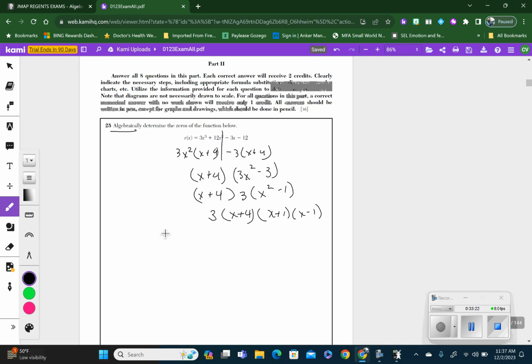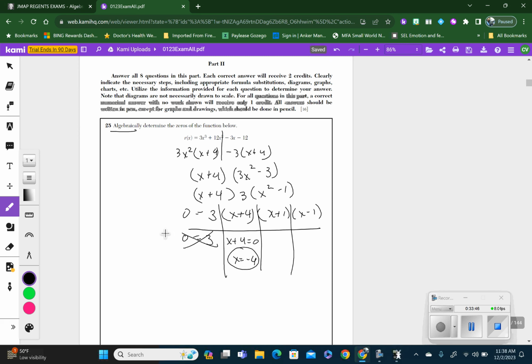Okay, so now I'm looking for the zeros. I set each of these equal to 0. For the first, second, third, and fourth, right? The first one makes no sense: 0 equals 3 does not make sense. This one right here, x plus 4 equals 0. To make this true, I subtract 4, so I get x equals negative 4. So that's one of my zeros.